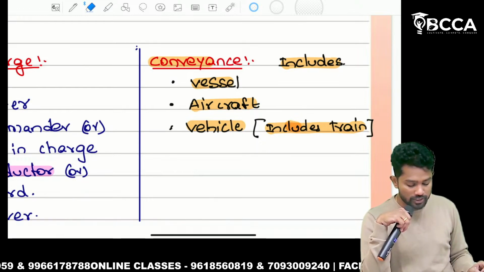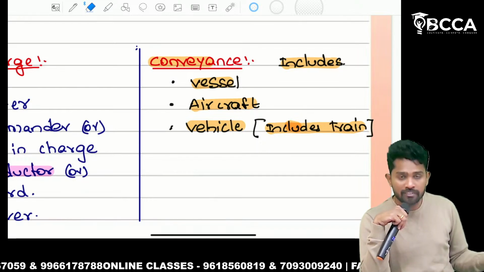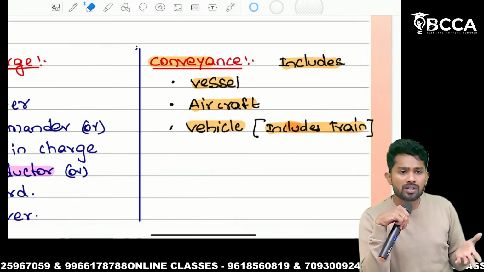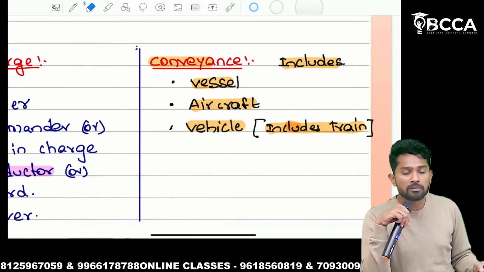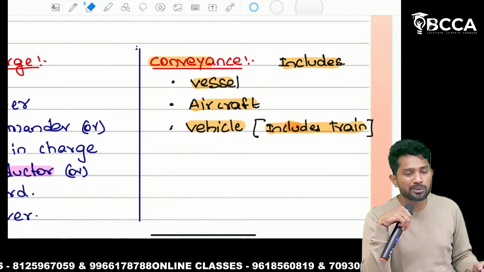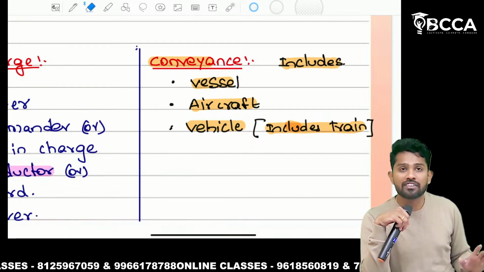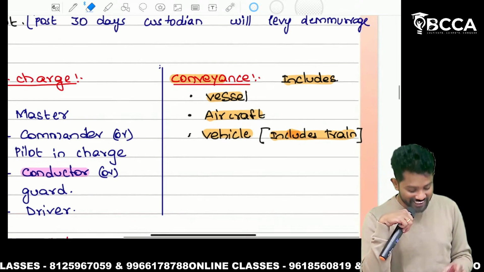Only these things, right? Vehicle means even trucks are covered and even trains are covered. These are the only modes of export. You cannot export goods or import goods through a bullock cart and all. It's not possible, right? That's why vessel, aircraft and vehicle.